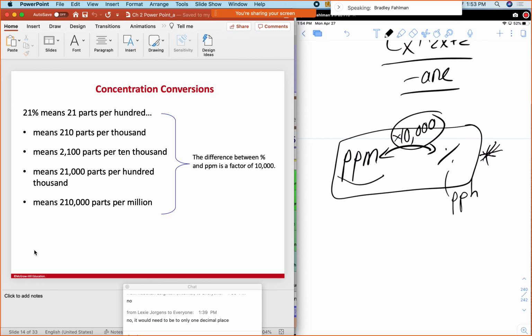This is a really nice summary slide. So 21%, or 21 parts per 100, is 210,000 parts per million. So to go from percent to ppm, you're moving the decimal to the right, and then vice versa as you're going back the other way. You get that factor of 1 times 10 to the 4.